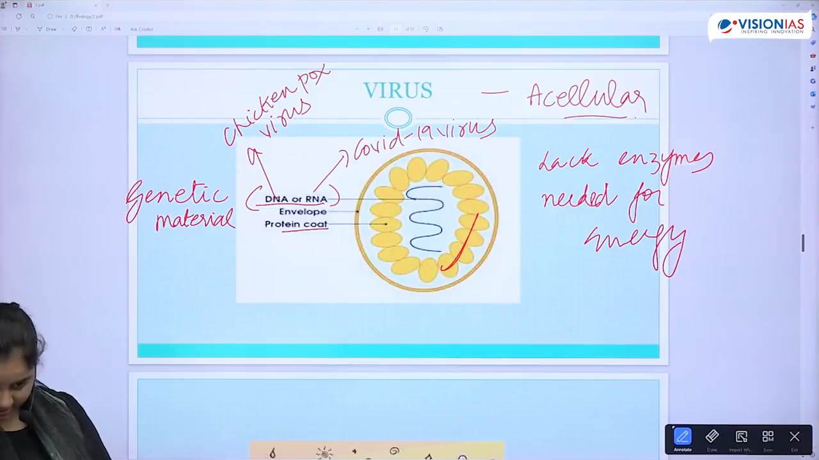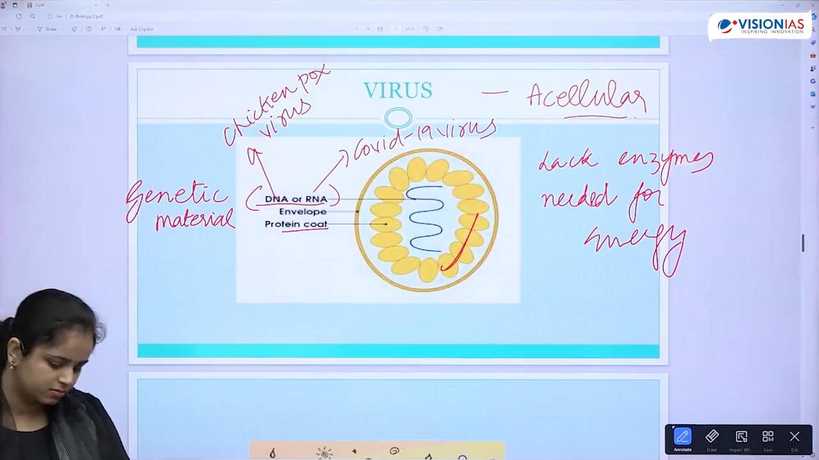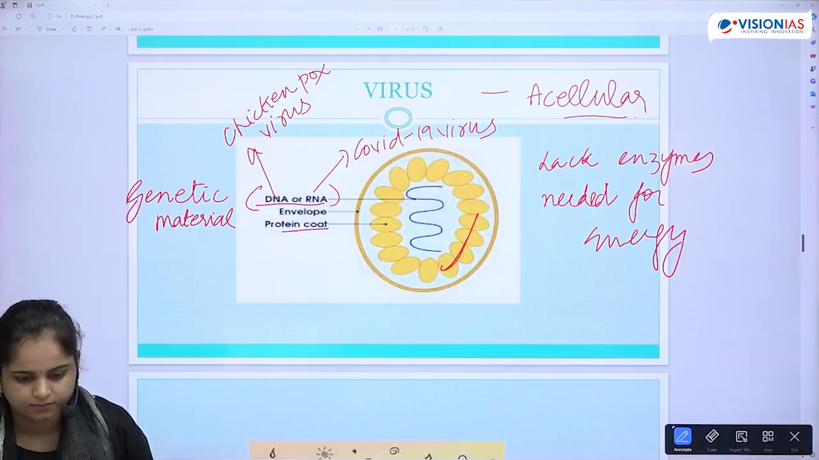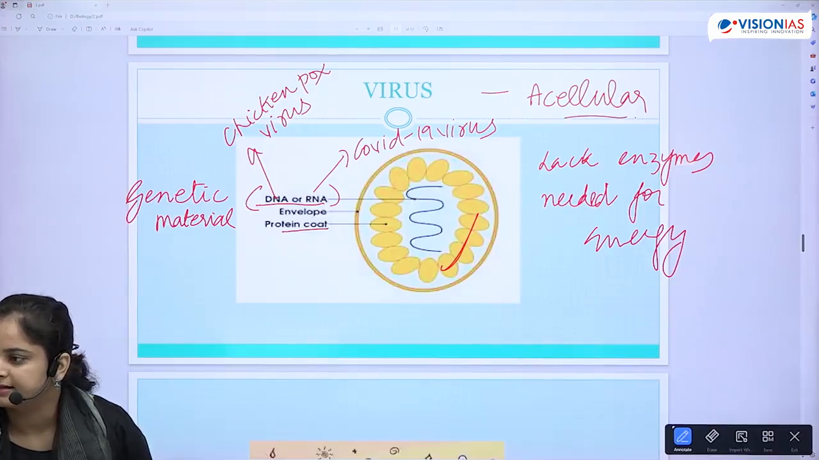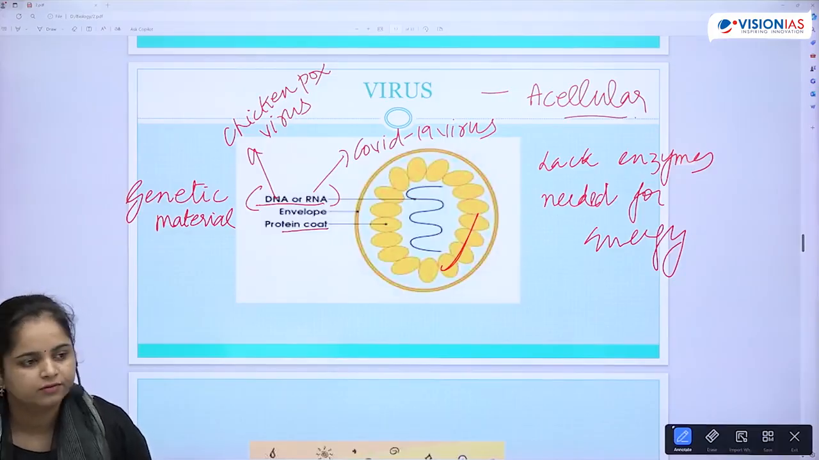They have their own genetic material. In the bracket you can write DNA or RNA. DNA or RNA in the brackets. And their own set of proteins. But they lack the enzymes needed for production of energy.